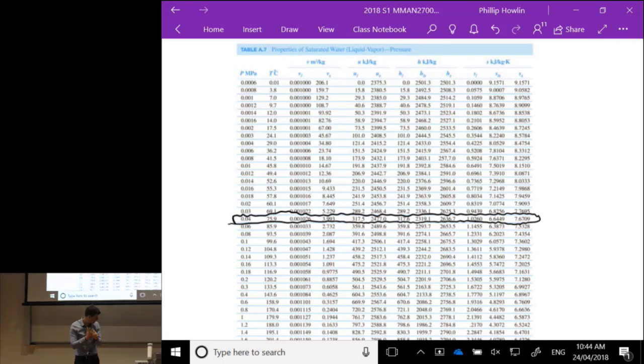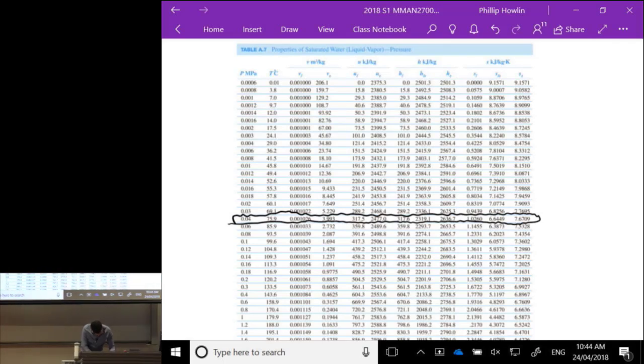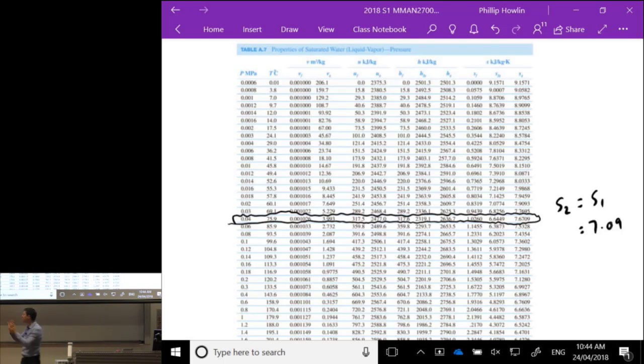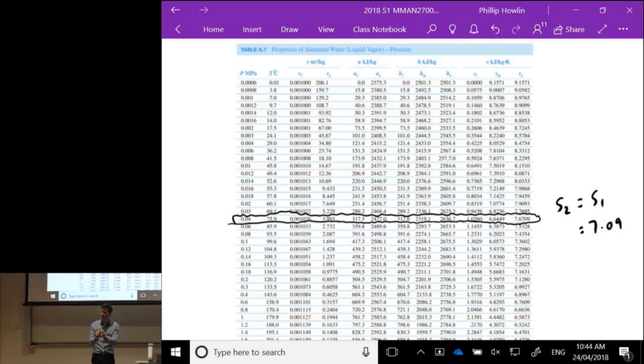I'm saying that given a known S2 equals S1 equals 7.09, you can determine that based on this, and it's something people struggle with. So have a minute.